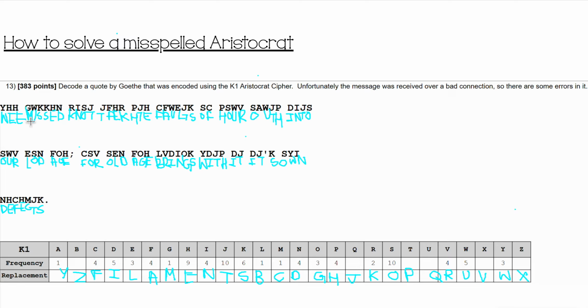So the entire text is: we mused not take the faults of our youth into our old age, for old age brings with its own defects. And the keyword is filaments.